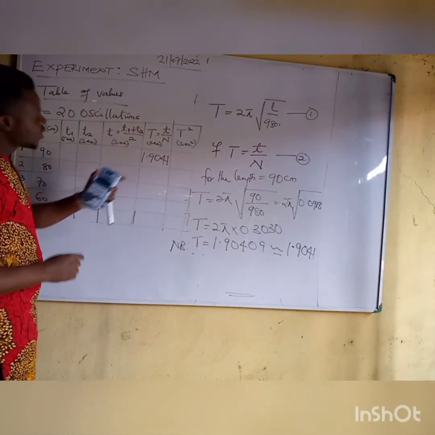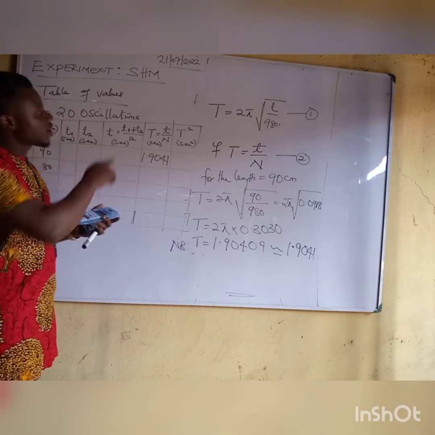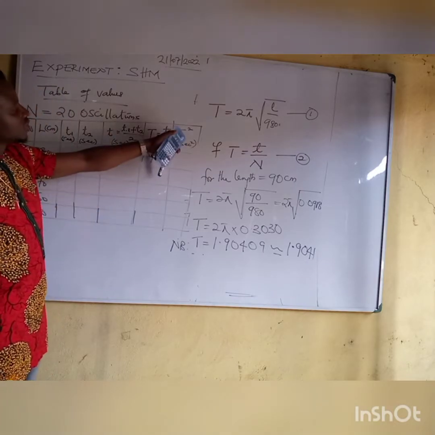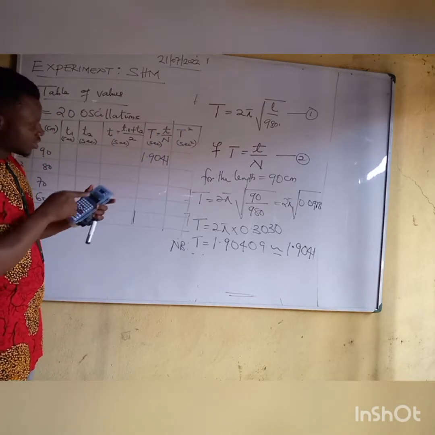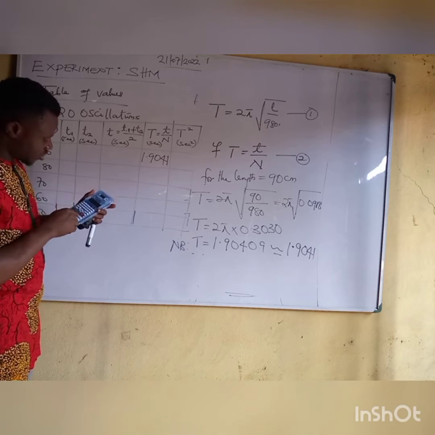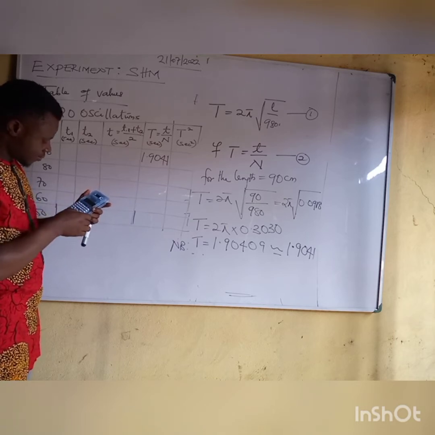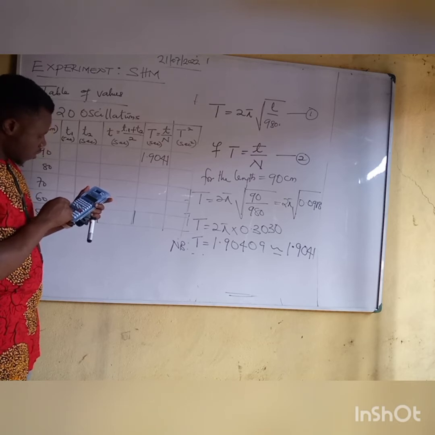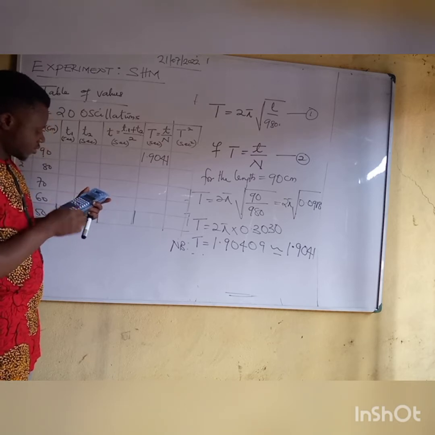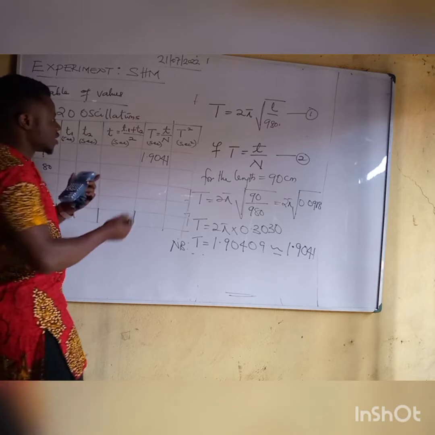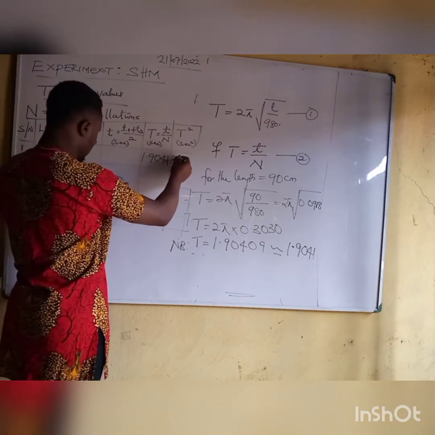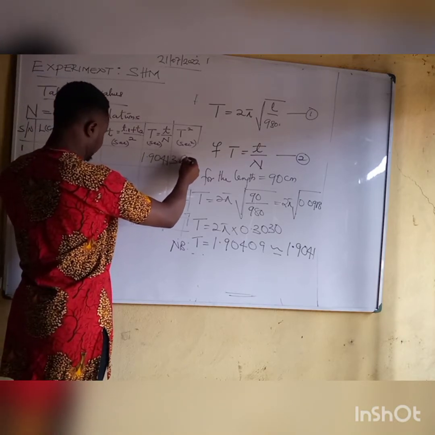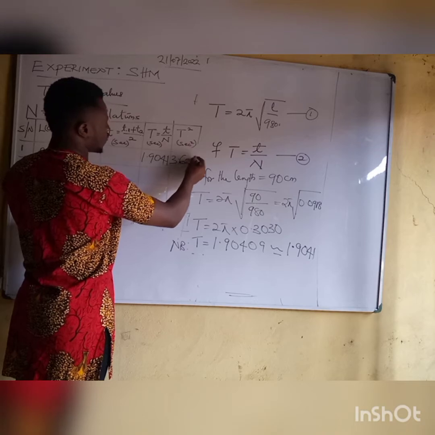Now I've gotten this one. How can I get the other one? According to indices, T square, period square, means this particular value times itself, or squared. 1.9041 squared, when you square it, you get 3.6256.